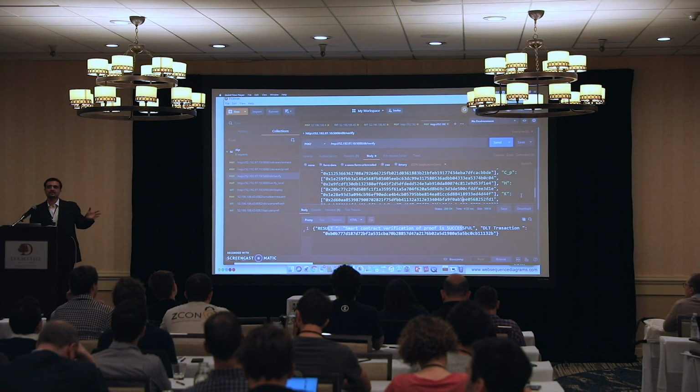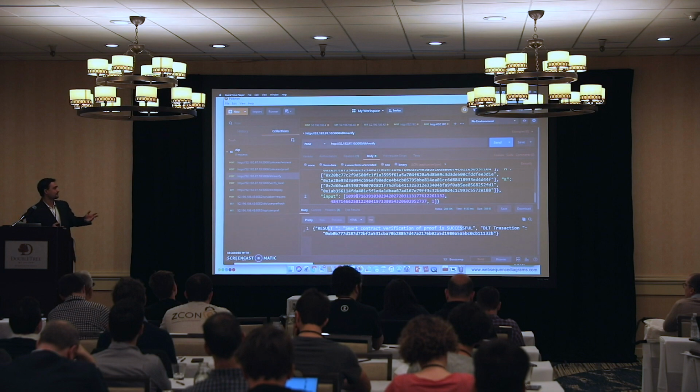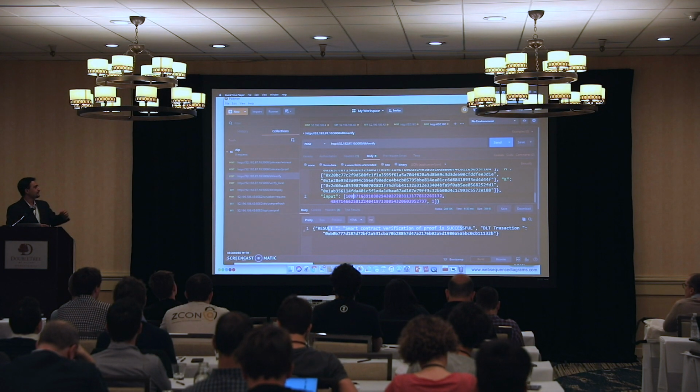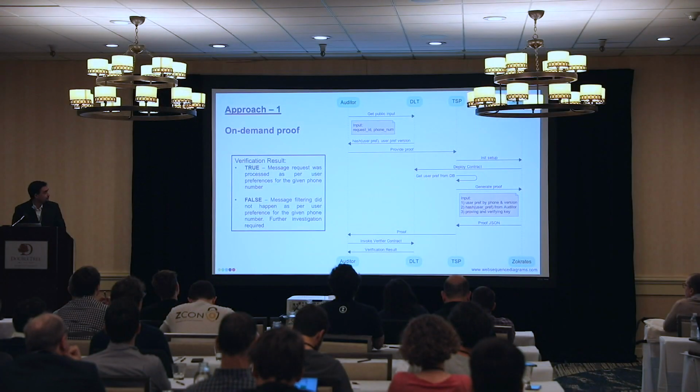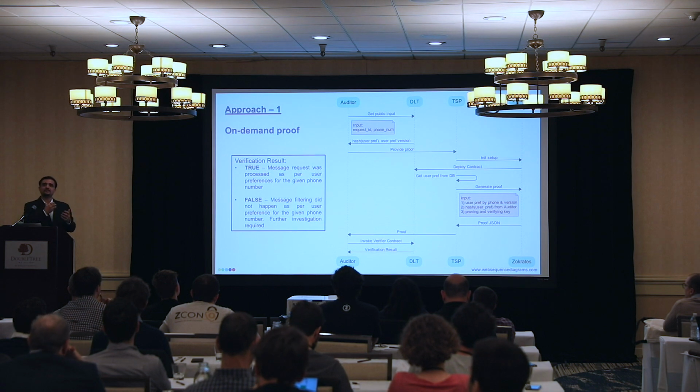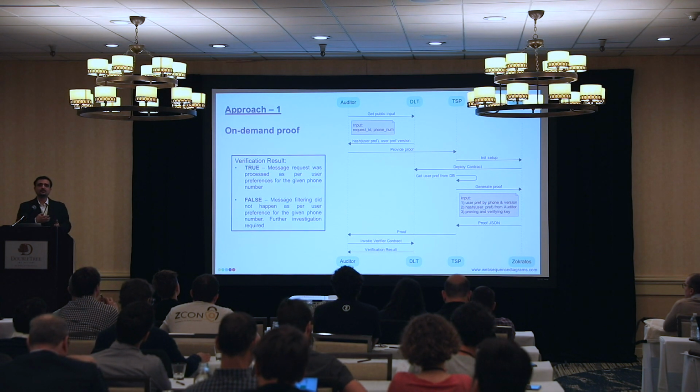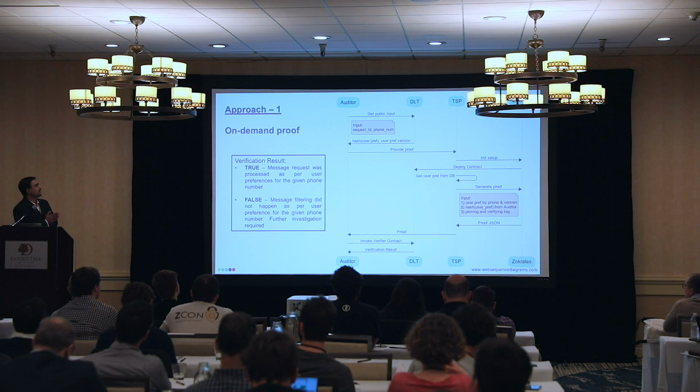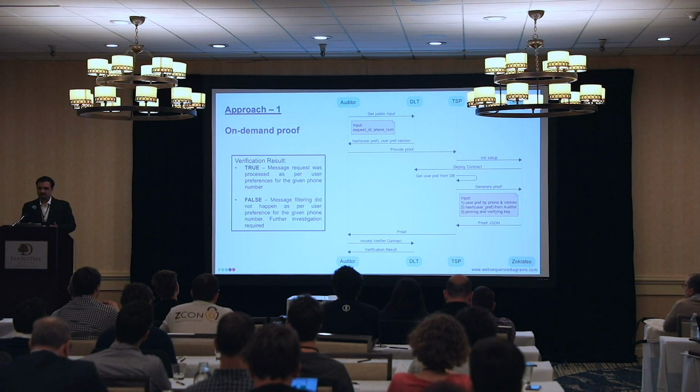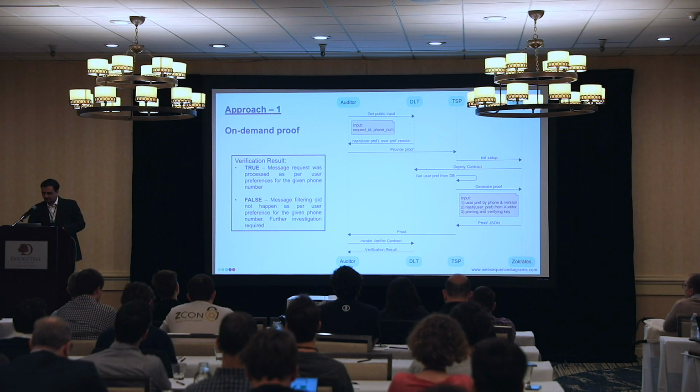So if we change the input at any bit, for example, I change 99 to 00, it will result in a false output, and so the auditor knows that something went wrong and we need to do some further investigations, right? So this is about the technique to use on demand. As you can see, for each request and a phone number, we are able to generate a proof which the auditor can use to find out whether the processing of the messages was based on the user preference or not, right?